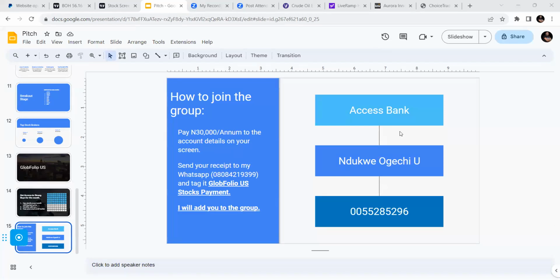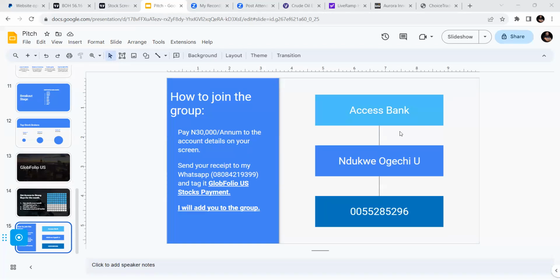Yes, Choice Trade is FDI approved. I've been using Choice Trade for a long time. But for the flexibility that it offers for the purpose of trading US stock, and the fact that I don't want to go through the stress of going to the bank and filling forms, you can settle with the ones you can fund in Naira. So it's easier.